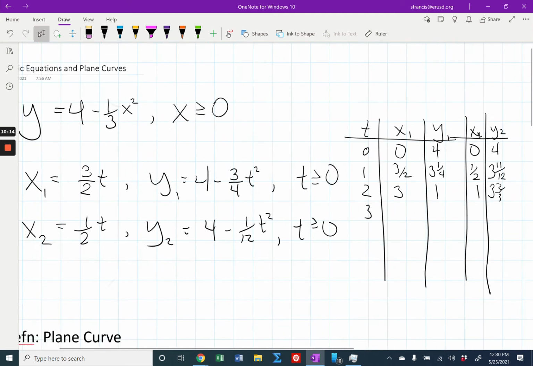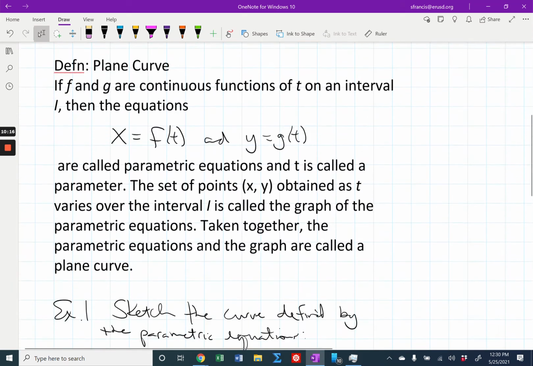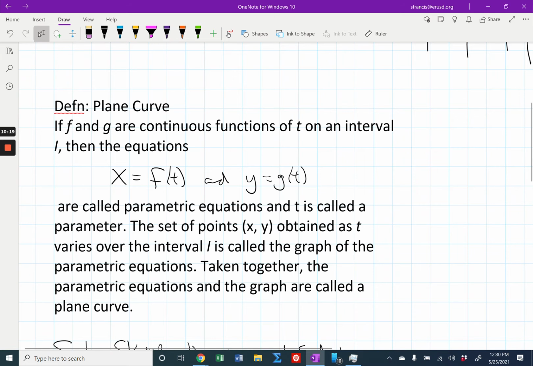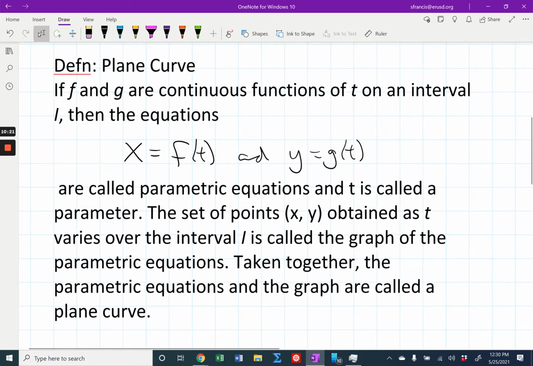I'm not going to leave this up here very long. You can pause the video and copy this down, but I'll read it real quick. So this is the definition of a plane curve. If f and g are continuous functions of t, so we need continuity here, on an interval I, then the equations x equals f of t and y equals g of t are called parametric equations, and t is called a parameter. The set of points (x, y) obtained as t varies over the interval I is called the graph of the parametric equations. Together, the parametric equations and the graph are called a plane curve.